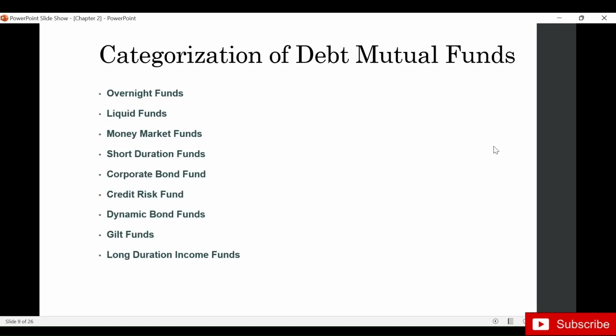Now, talking about the categorization of debt mutual funds, let us look at the various subcategories. These are overnight funds, liquid funds, money market funds, short duration funds, corporate bond funds, credit risk funds, dynamic bond funds, gilt funds, and long duration income funds.